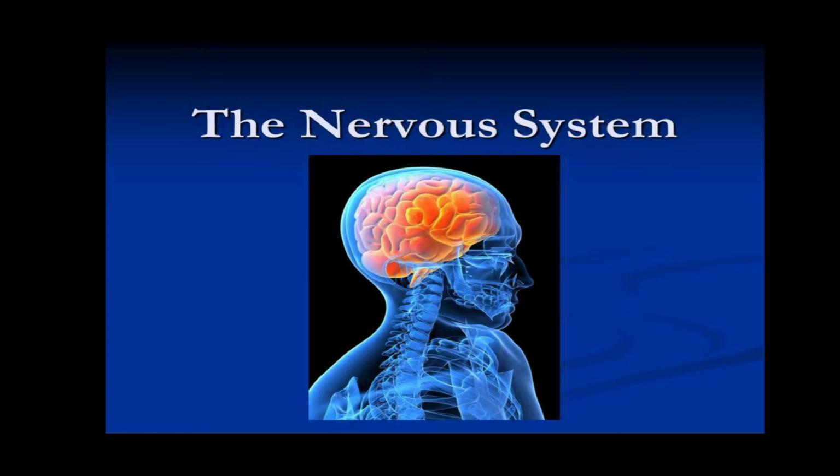Students, the nervous system is a system of organs which controls and coordinates all the activities of our body. Our nervous system consists of brain, spinal cord, nerves and sense organs. One by one we will discuss these organs in detail.